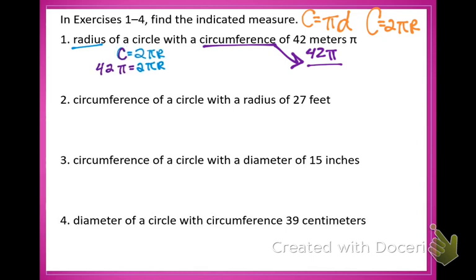What is 2 pi doing to the radius? It's multiplying, so what's the opposite of multiplying? Dividing, so divide by 2 pi. Divide by 2 pi. So what happens to the pi's? They cancel. And then 42 divided by 2 is 21. So technically the answer is 21 meters.